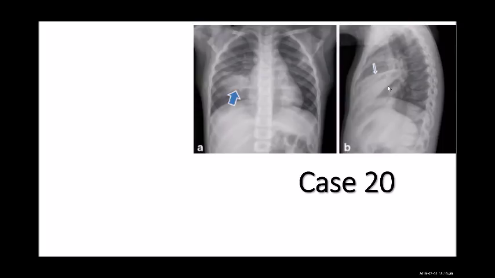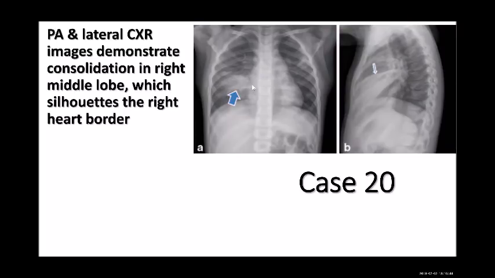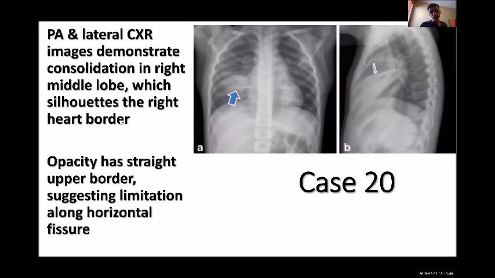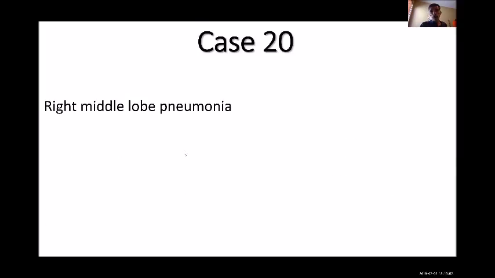So that's what I've said. And with fever and cough, mostly it looks like a pneumonia. Pneumonia. Right middle lobe with silhouette to the right heart border. Opacity with a straight upper border suggests limitation along the horizontal fissure. Yeah, that's the horizontal fissure. So it's a right middle lobe pneumonia.